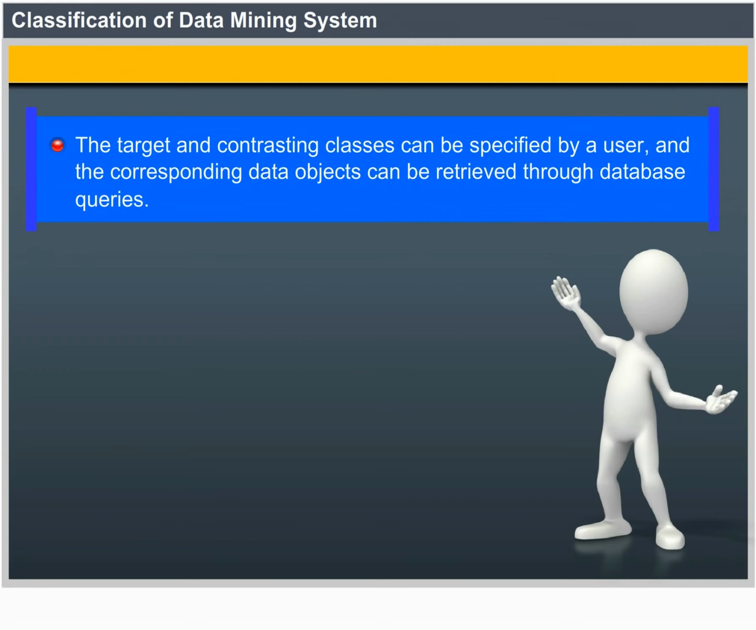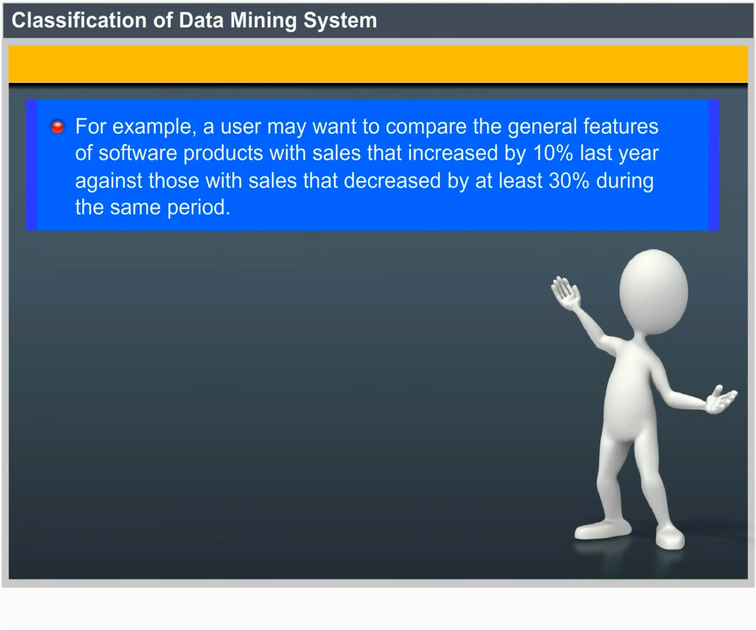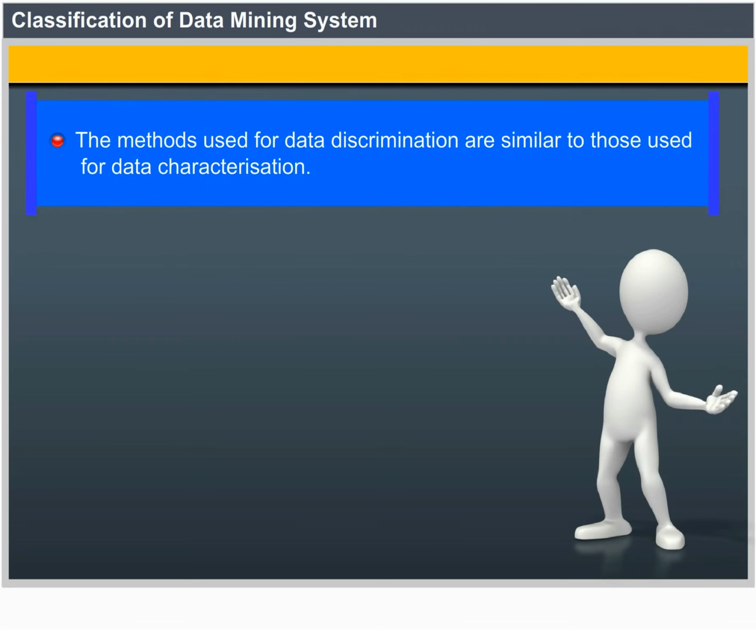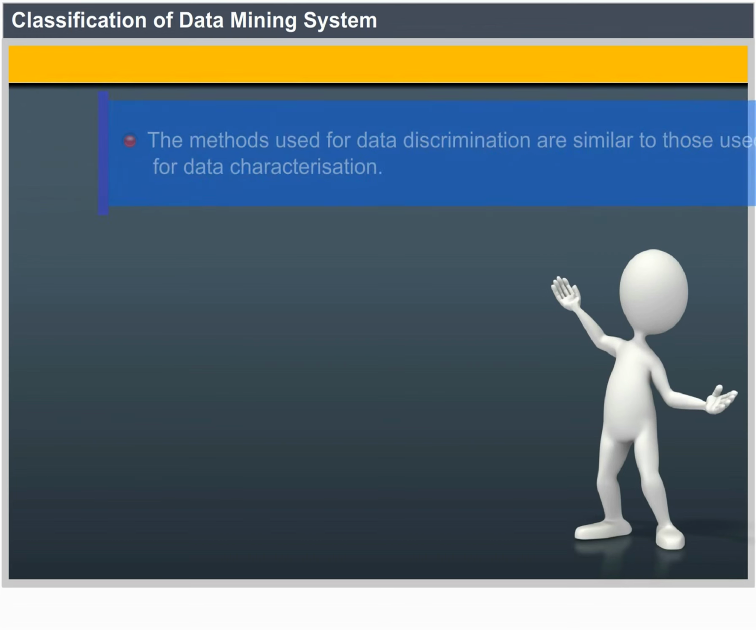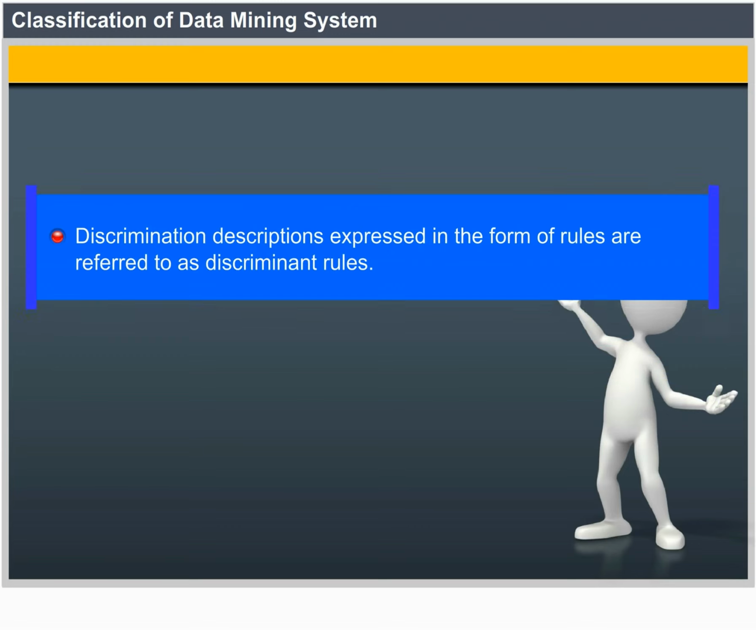database queries. For example, a user may want to compare the general features of software products with sales that increased by 10% last year against those with sales that decreased by at least 30% during the same period. The methods used for data discrimination are similar to those used for data characterization. The forms of output presentation are similar to those for characteristic descriptions, although discrimination descriptions should include comparative measures that help to distinguish between the target and contrasting classes. Discrimination descriptions expressed in the form of rules are referred to as discriminant rules.